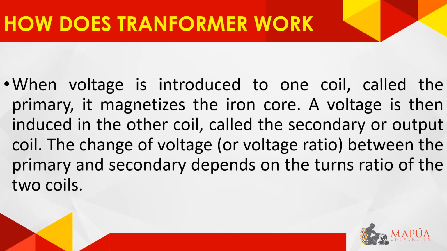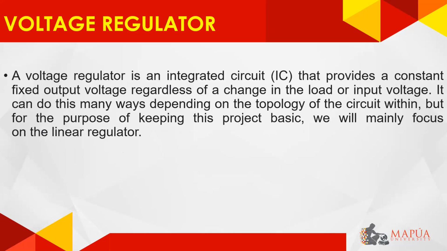Next. So, how does a transformer work? When voltage is introduced to one coil, called the primary, it magnetizes the iron core. A voltage is then induced in the other coil, called the secondary or output coil. The change of voltage or voltage ratio between the primary and secondary depends on the turns ratio of the two coils.